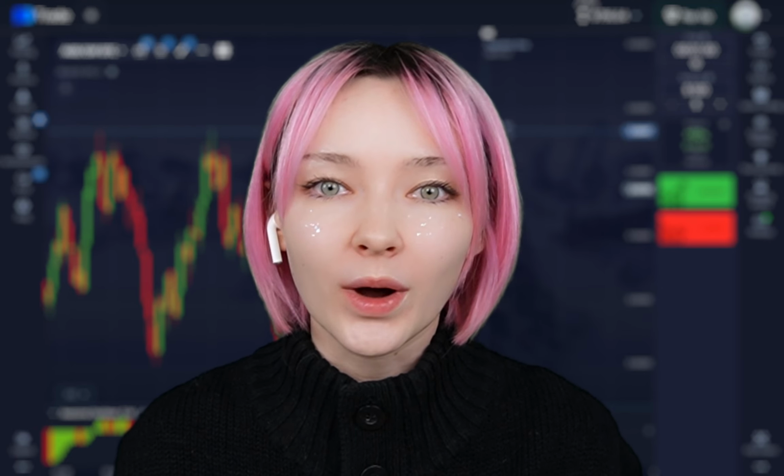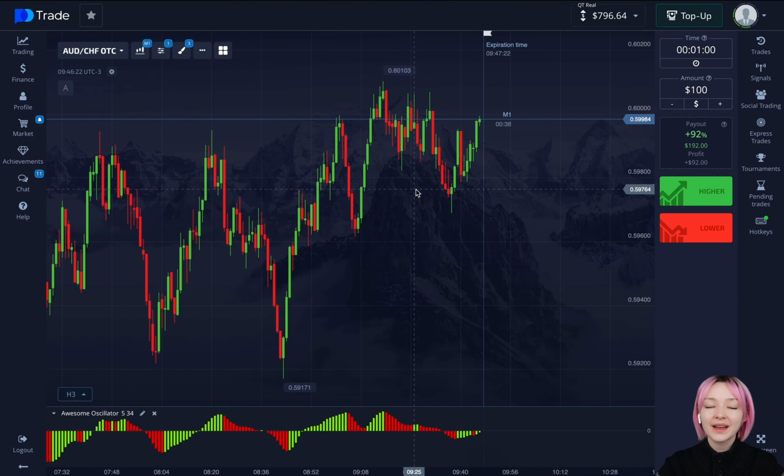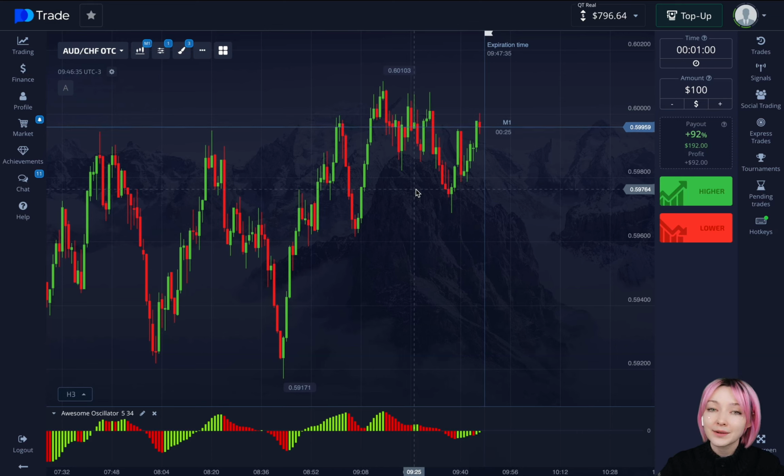I thought I knew everything about this indicator, but I've never made such incredible results. This is indeed wow. Hello guys, today we're analyzing the awesome oscillator indicator to the full extent with as much detail as possible. I'll tell you about this tool, how to apply it in your trading, and how to earn with this indicator, and how it helps you understand what's going on in the market in general.